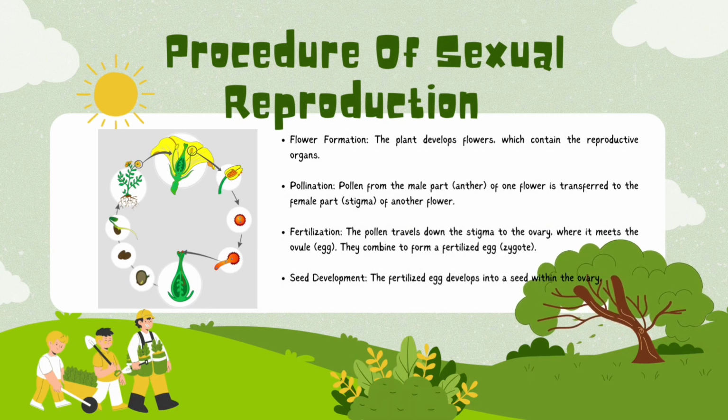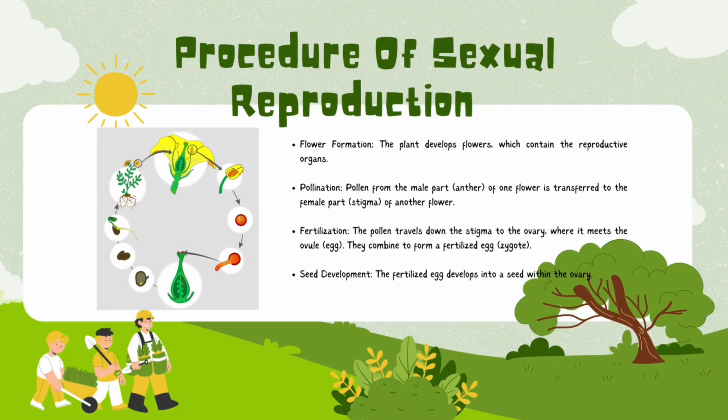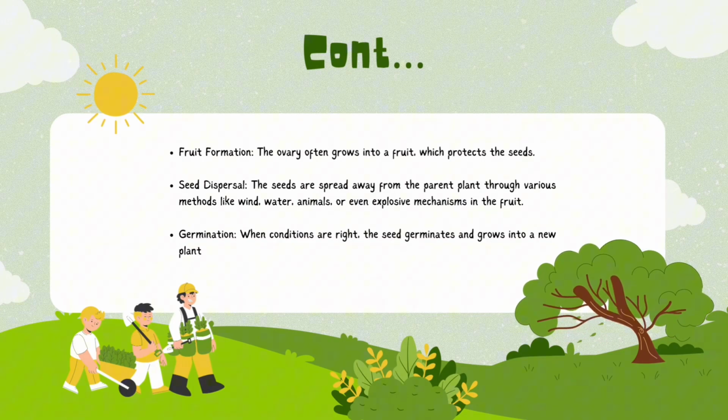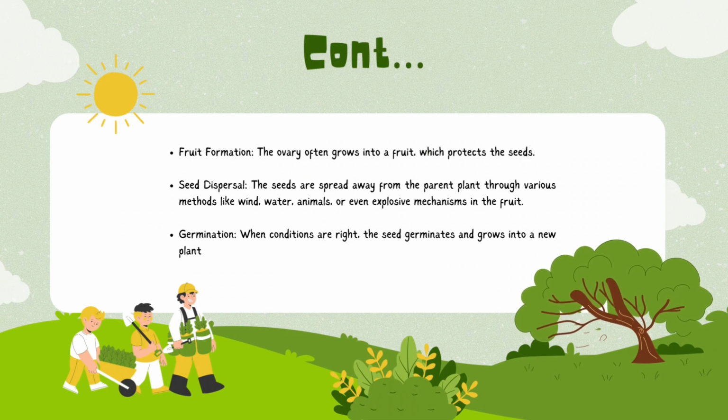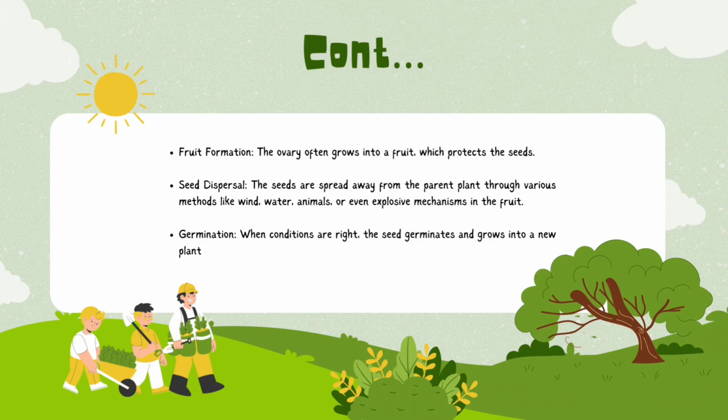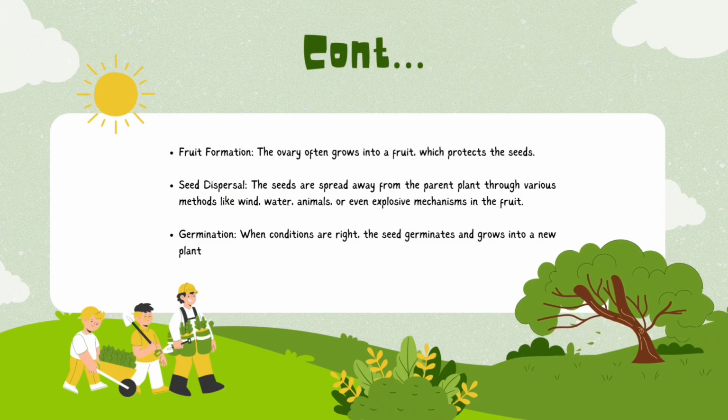Seed development. The fertilized egg develops into a seed within the ovary. Fruit formation. The ovary often grows into a fruit, which protects the seeds. Seed dispersal. The seeds are spread away from the parent plant through various methods like wind, water, animals, or even explosive mechanisms in the fruit. Germination. When conditions are right, the seed germinates and grows into a new plant.